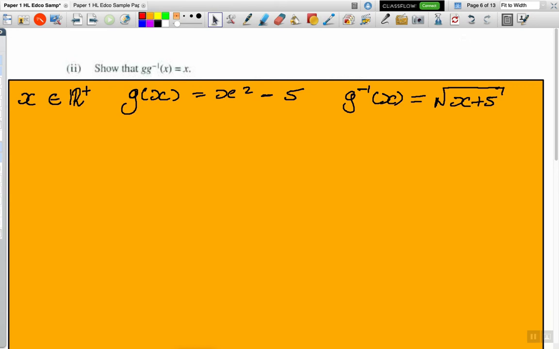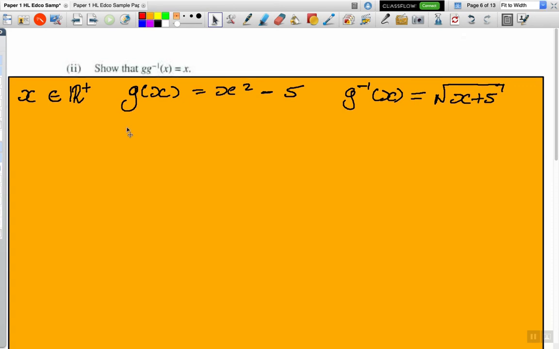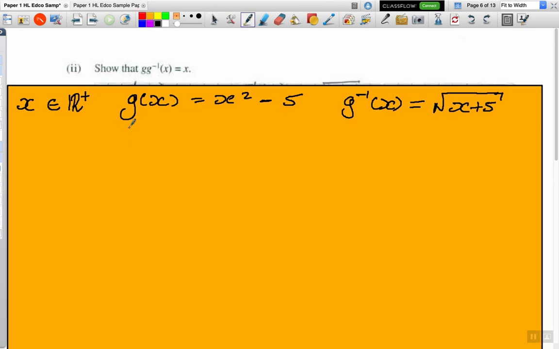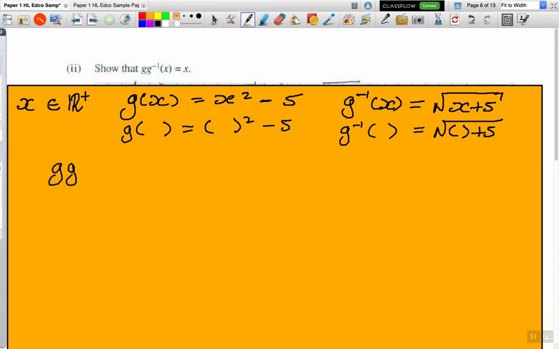Okay, part 2. We have to show that g on g⁻¹ of x is equal to x. So what I've done is I've written both functions out from above. I'm now doing the empty bracket version of each one. So g(empty bracket) = (empty bracket)² − 5, and g⁻¹(empty bracket) = the square root of (empty bracket + 5). I'm then going to write out the question, which is g on g⁻¹ of x.